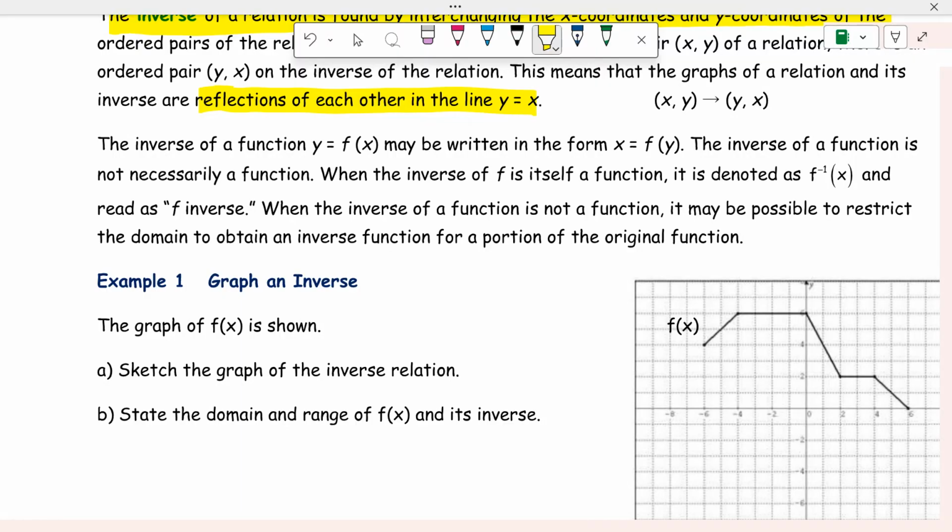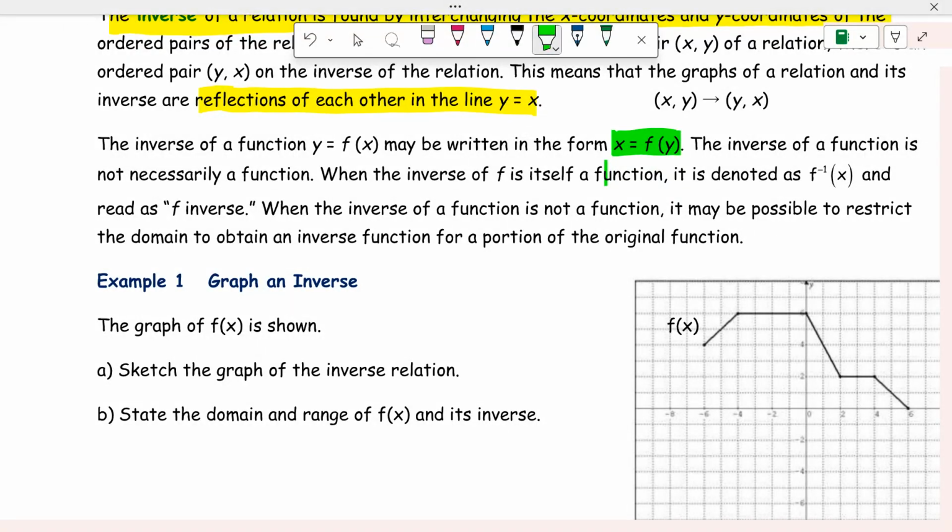There's more notation. Other notation: the inverse of a function y = f(x) may be written in the form x = f(y). If you see this notation, that also means inverse. That one, students, is probably the most common notation. And this one's obvious, because can you clearly see that x and y got switched? This is the notation that students like, because it's very visual. They can see x and y got flipped. That just means inverse.